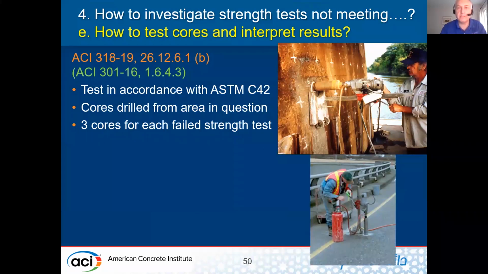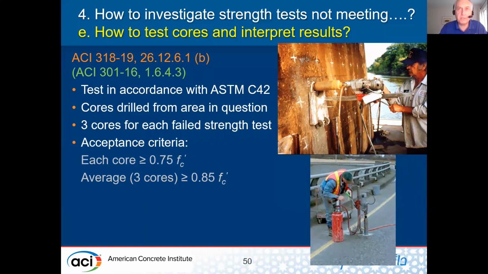Okay, so we have the core testing. How do we do that? It has to be in compliance with ASTM C42. Cores have to be drilled from the area in question. In other words, once you have a low strength test, you look at the construction records and see which concrete that was, which concrete it represented, and find out where it was placed. So that's the area in question to be drilled. The minimum number of cores is 3 for each failed test. So if you have 2 failed tests, you must have at least 6 cores. You can do more, but not less.